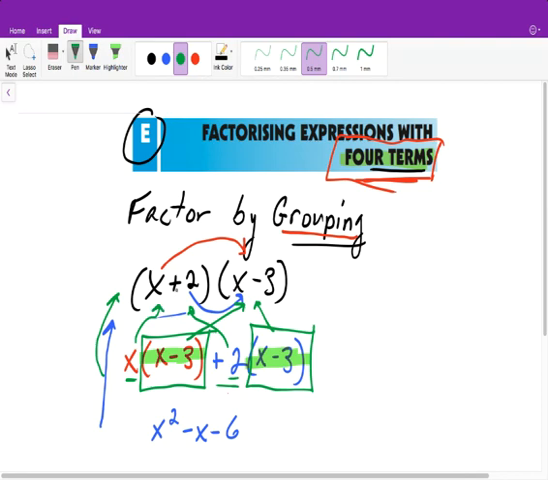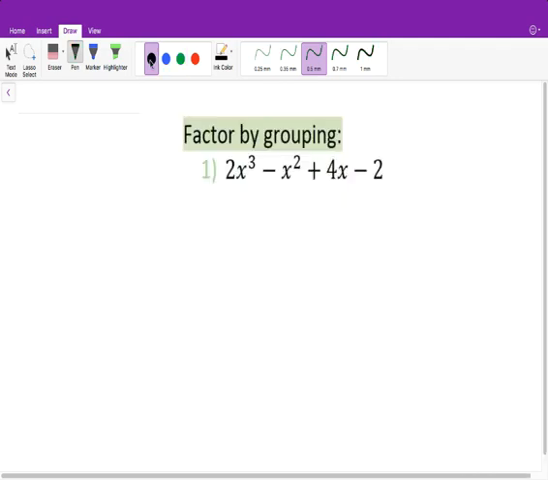Now let's go ahead and do some problems with this. But remember, the key thing is four terms, four terms, four terms. We look for this when we have four terms. The directions tell us to factor by grouping, but we would know we need to factor by grouping with this anyway because we have 1, 2, 3, 4 terms.